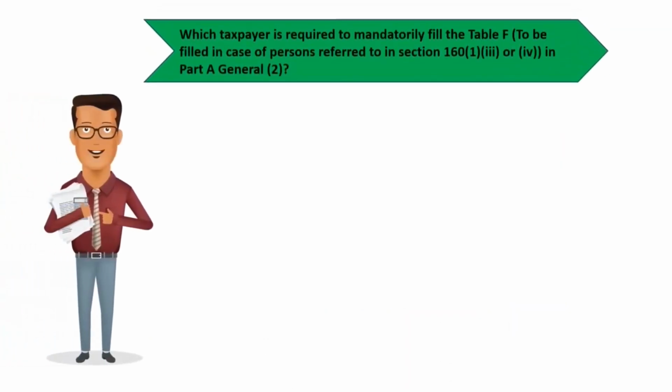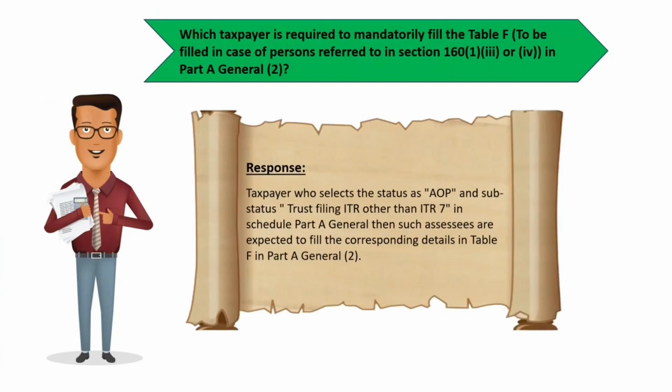Another very relevant question for Form ITR 5 could be, which taxpayer is required to mandatorily fill the Table F to be filled in case of persons referred to in Section 160 subsection 1 clause 3 or clause 4 in Part A General. Taxpayers who select the status as Association of Persons and substatus Trust filing ITR other than ITR 7 in Schedule Part A General are required to fill the corresponding details in Table F in Part A General.